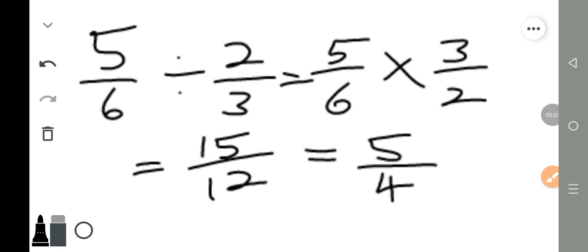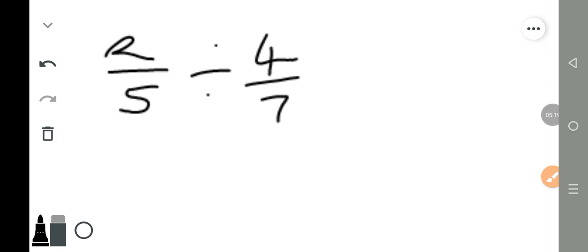Now I'm going to give you one to do on your own. You simplify it by yourself. That's 2 over 5 divided by 4 over 7. Feel free to pause the video and solve it.